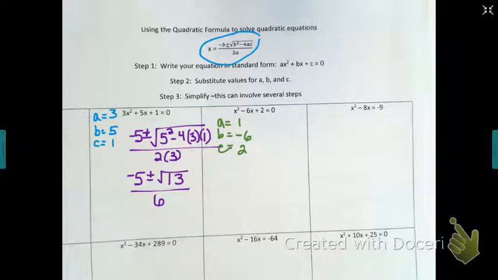Alright, so let's put it in the formula. So it'd be negative B. B's already negative, so make it positive. So 6 plus or minus square root of B squared. I just don't put the negative because it's confusing when you put it in the calculator if you don't remember your parentheses. Minus 4AC over 2A.